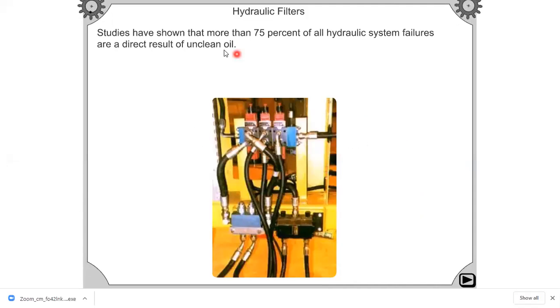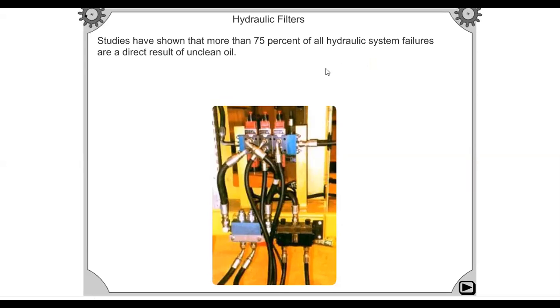Studies have shown that more than 75% of hydraulic system failures are directly related to uncleaned oil. So if the system is not working, or if you want to do troubleshooting of the hydraulic system, the first thing is that you have to check the filter. If the filter is clean, then it is working well and good, or else you have to change the filter, or you have to clean the filter.